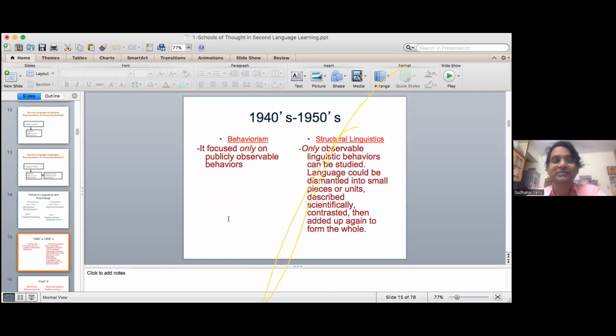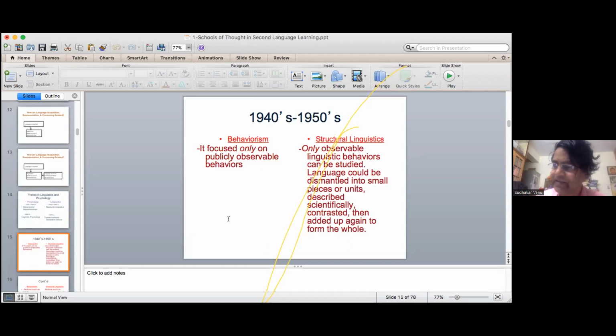Now I'm coming to the point. You might have studied these things already, but just to refresh your mind, behaviorism as a school of thought entered English language teaching a long time ago, and its domination is still found in most departments across the world. It focused only on publicly observable behaviors: what you utter, what you say, what you perform. This is what behaviorists have taken into consideration.